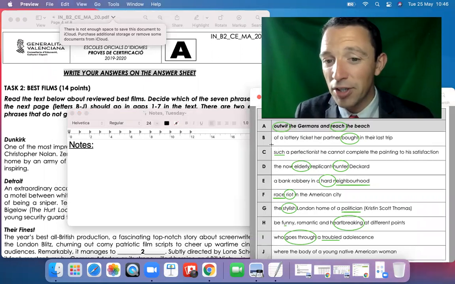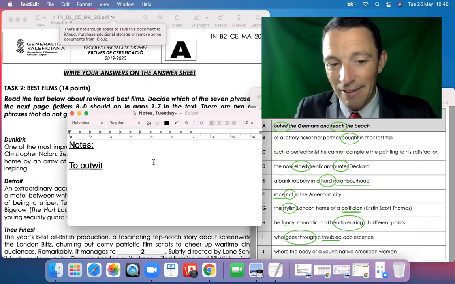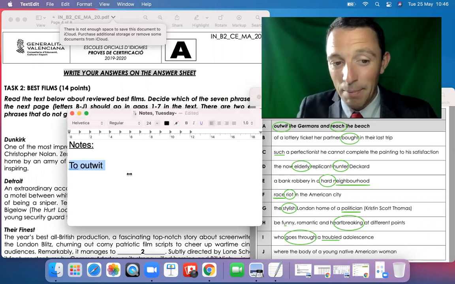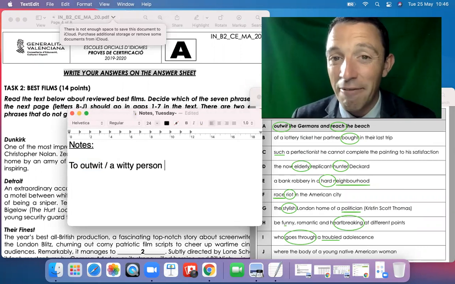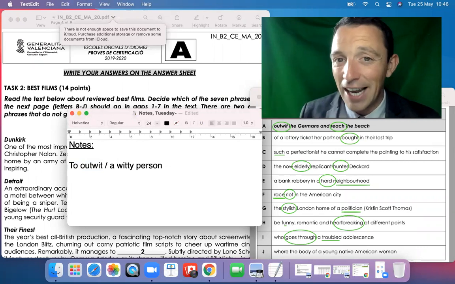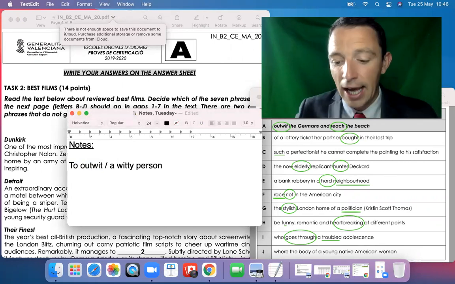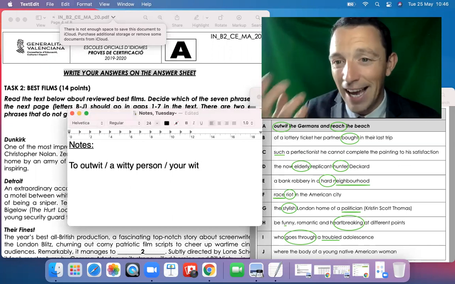So for example, the first option, to outwit, is very, very advanced and very important. It's very difficult, but it's very typical. Okay, it's possible, for example, a witty person, the significance is a very intelligent or a very funny person. So if it's a very funny or intelligent person, it's a witty person. And your wit is very similar to your humor or your intelligence.